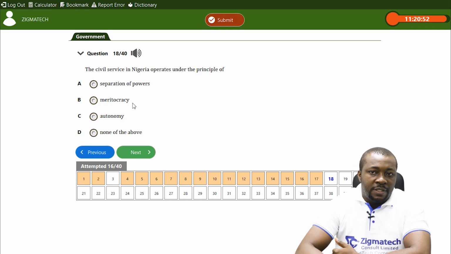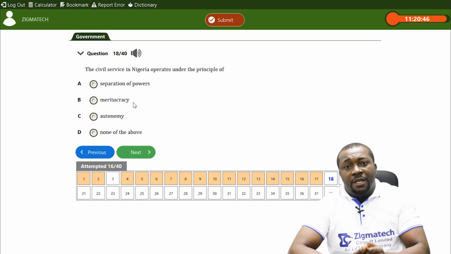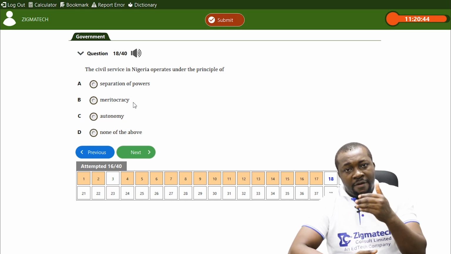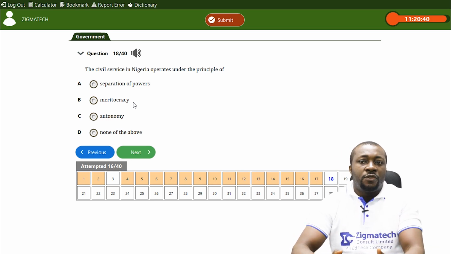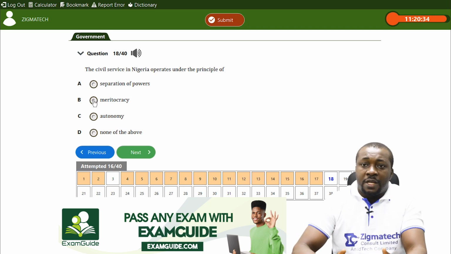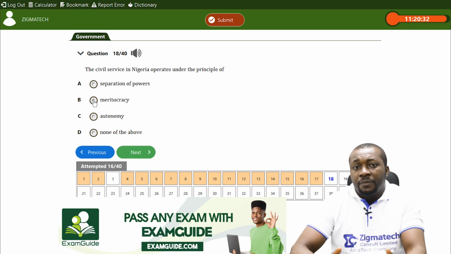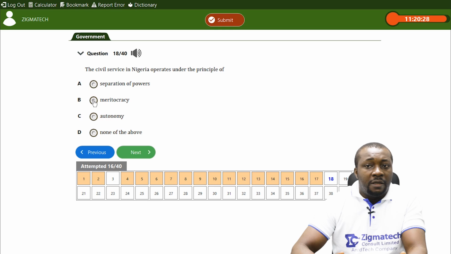Okay, let's look at B. B says meritocracy. Meritocracy is one of the features or characteristics of civil service because members are recruited based on merit and qualification. That is meritocracy. So they operate on this basic principle of meritocracy. Other features are anonymity, non-partisanship, bureaucracy, etc.